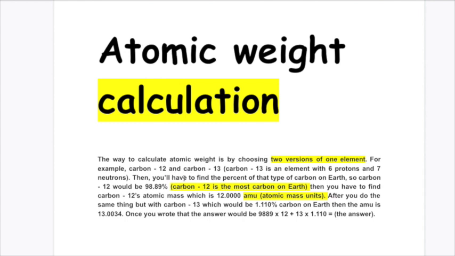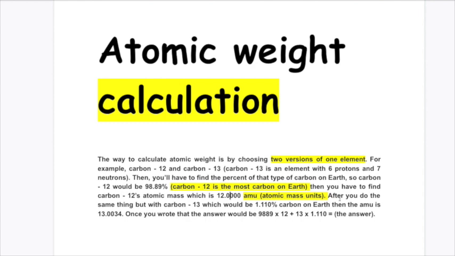So carbon 12 would be 98.89, and that's the most carbon on our Earth. That's why it's a common carbon. Then you'll have to find carbon 12's atomic mass, which is 12.000. In fact, it's 12.0, but I said 12.000 because later when we calculate it, you'll have tons of decimal digits.